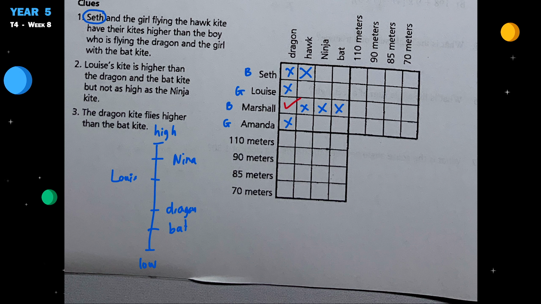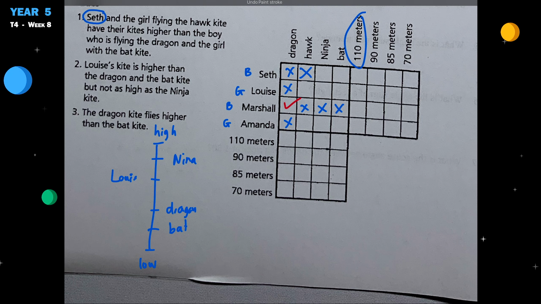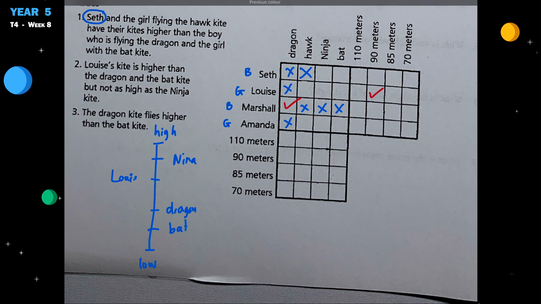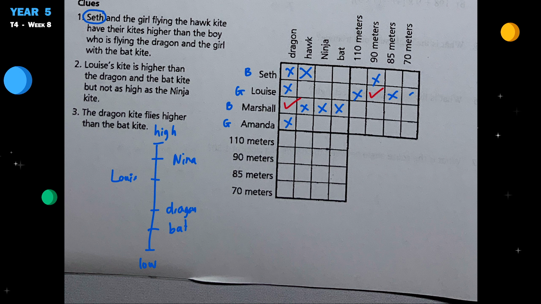So let's have a look here. You've got 110, 90, 85, and 70. Second place is 90. So that means Lewis is second place, so he's at 90. We can put a tick there, meaning that we can cross out anything that's horizontal and vertical to it. Okay, next. The dragon kite flies higher than the bat kite. The dragon kite is higher than the bat kite, which means I did it correctly.